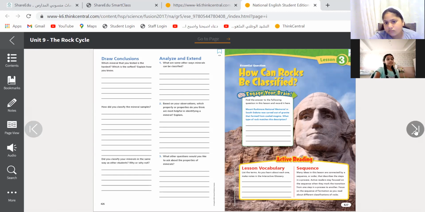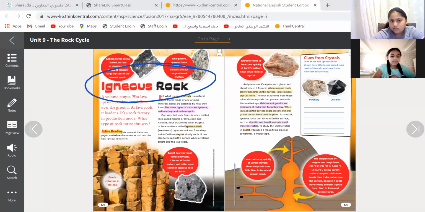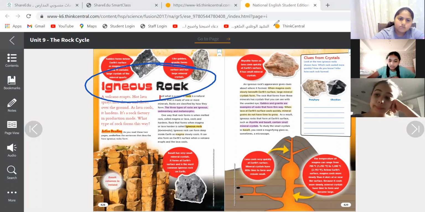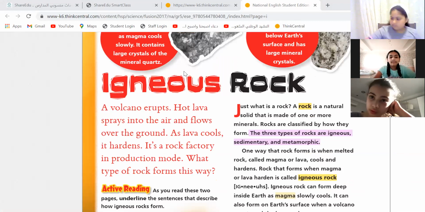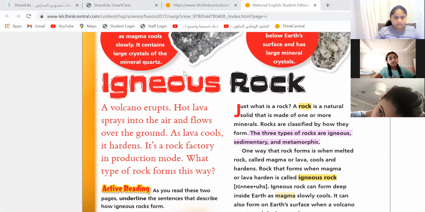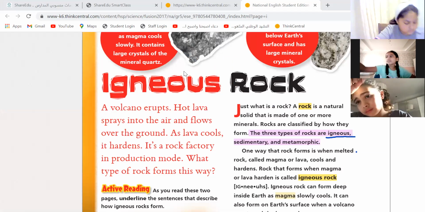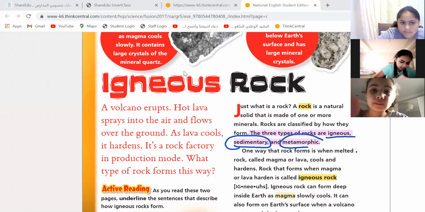No, let's see. We have three types of rocks. The first type, we call it igneous rock. Can you see the word over here? Igneous rock. What do I mean by igneous rock? Before going into that, let me tell you what the three types are. We said we have three types of rocks. Let me zoom in and tell you about them. So we have igneous rock. Did you find the word? Igneous rock? Yes. Very good. Igneous and sedimentary. This is the second. And finally, the third is metamorphic.